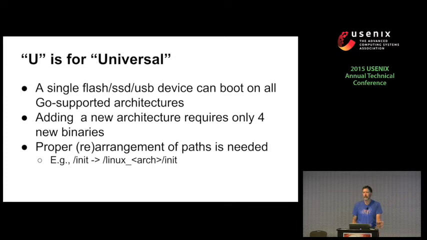We're not going a little too far with the hubris here, but U stood for universal. You can actually build a single flash or SSD or USB device, plug it into anything that supports the Go toolchain or Go compiler, and boot that machine using this. So that's one of the goals of this. That's not the firmware case, but it's a case we care about. You do have to rearrange paths just a little. So by convention, init is /init, and we are gradually moving to /linux_architecture-name/init. So we get this thing, throw it into any of the machines that Go supports, and you can boot that machine.